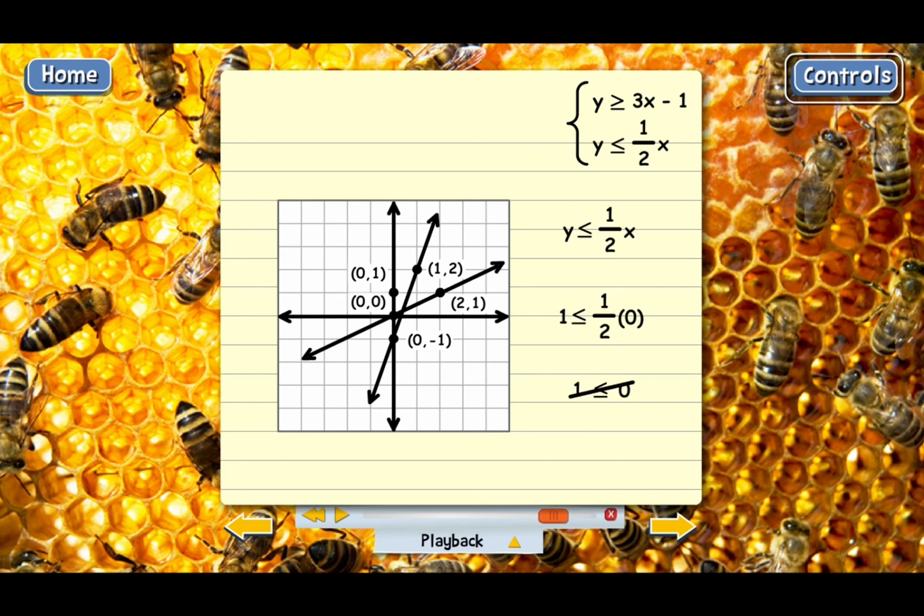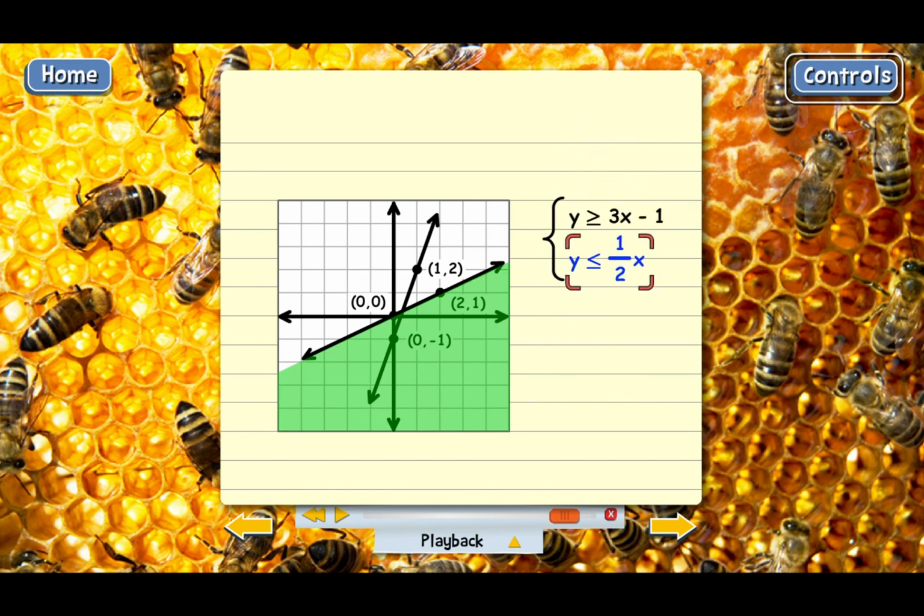So that tells us three things. This tells us that the point 0, 1 is not a solution to this inequality. It tells us that if this isn't a solution, then neither are any of the points on this side of the line. And it tells us that if none of these points are solutions, then all of these points are solutions.